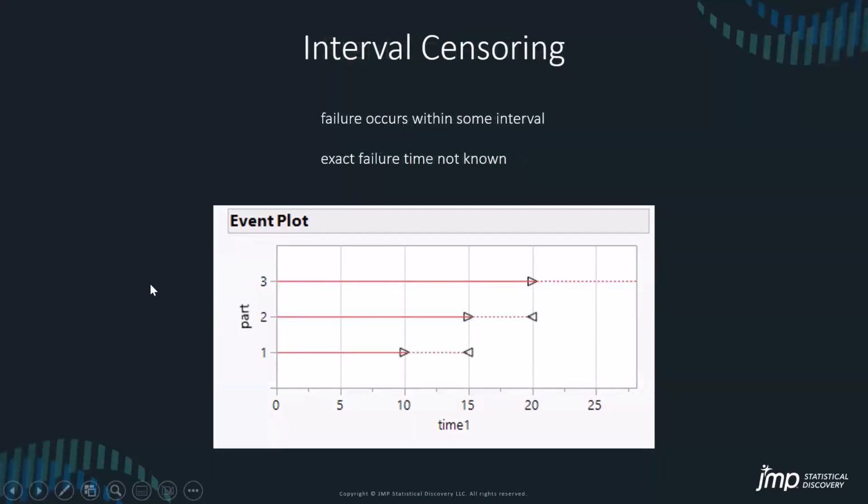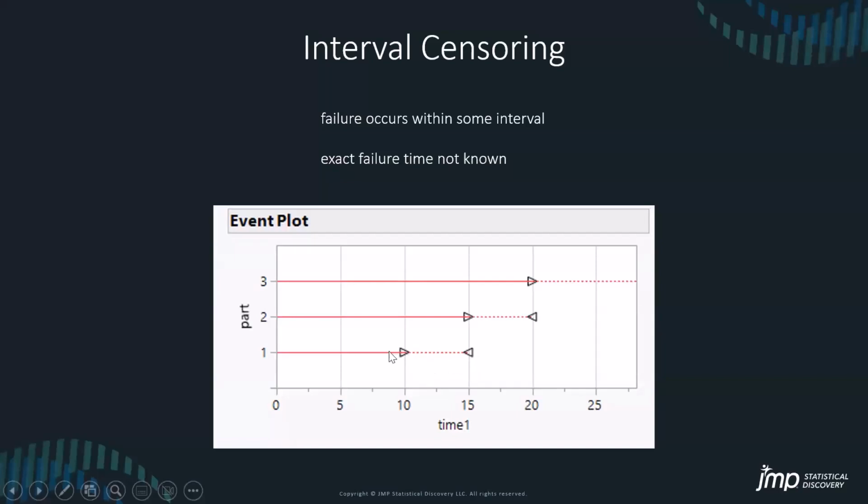Another type would be interval censoring. So again, part number 1, let's suppose we inspect every 5 hours or something. We have parts in an oven, and every 5 hours we go in, take them out, and inspect them to see if they have failed. So after 5 hours, we didn't get a failure. After 10 hours, we didn't get a failure. And then we go to 15 hours, and the part has failed.